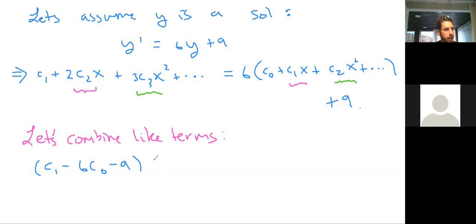And then I'm going to have plus what's multiplied by x? Well, what's going to be multiplied by x is 2c2 minus 6c1. And then I'm going to have an x squared term. What's the x squared term? It's going to be 3c3 minus 6c2.